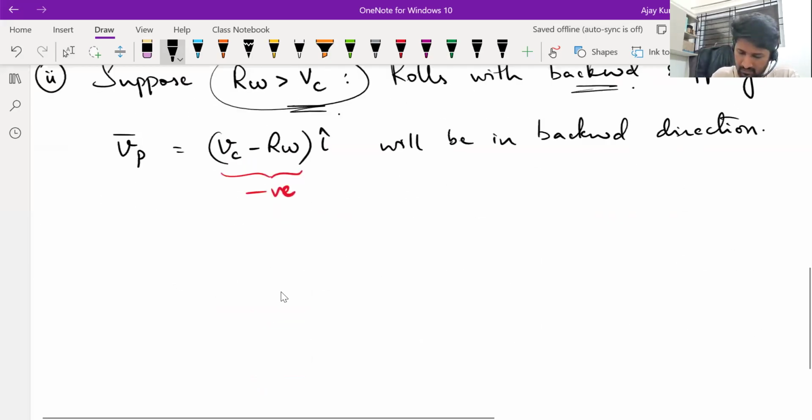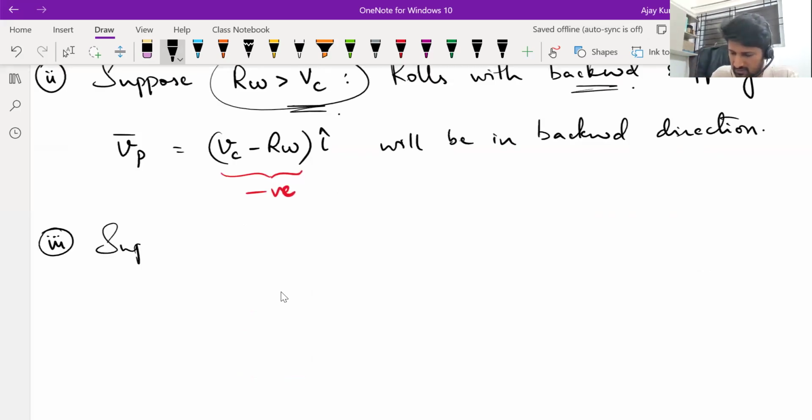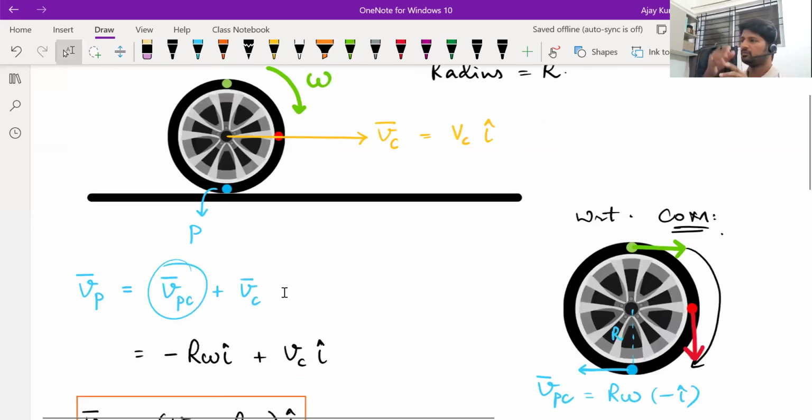Fine. Then the third case. Suppose rotation and translation are perfectly balanced. That means Vc is exactly equal to R omega. Then what will happen? Translation is trying to make all particles move in the forward direction. Rotation gives velocities in different directions to different particles. The point of contact due to rotation has a tendency to move back. Translation is trying to take it forward, rotation is trying to make it go back. If they are balanced, it will not move at all.